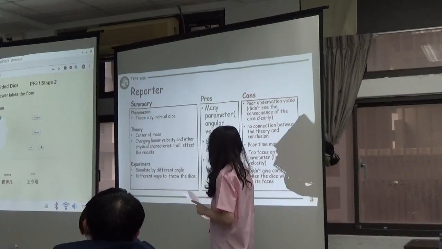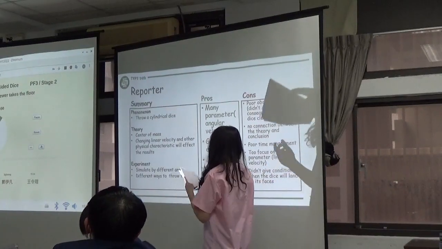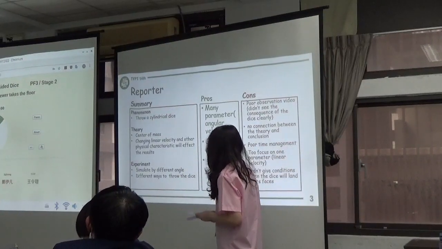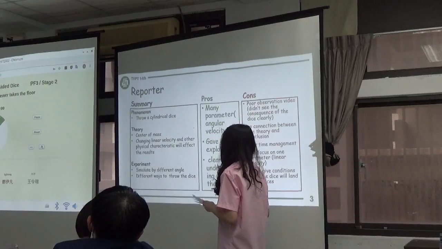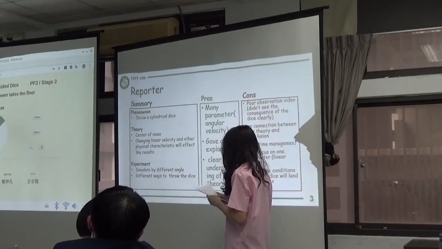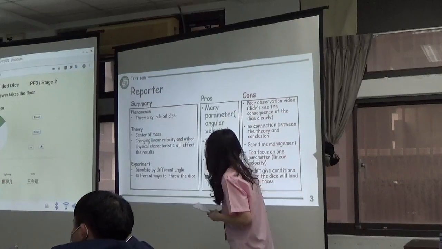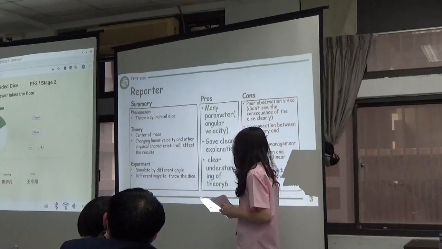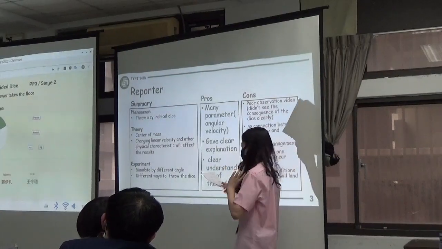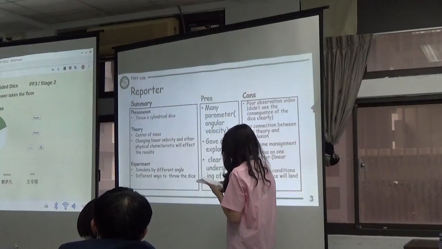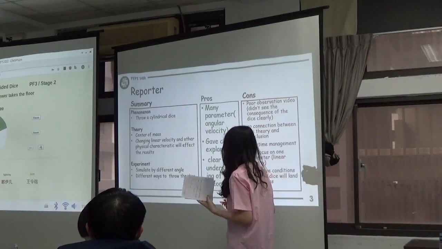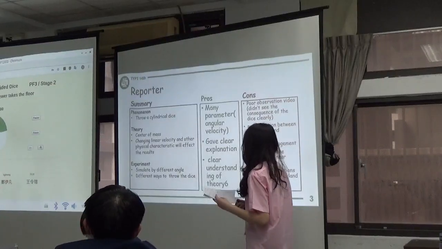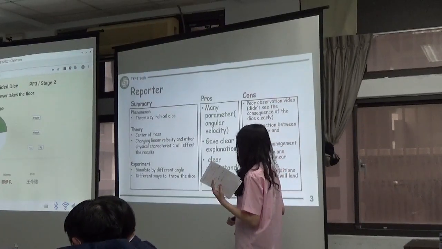And he investigates the phenomenon about throwing a cylindrical dice, and the theory that he used is the center of the mass and changing linear velocity and other physical characteristics will affect the results. And also the experiment that he did is simulate by different angles and different ways to throw the dice. And he also explained about parameters and probability to the velocity, and he also have some experiments in his report.